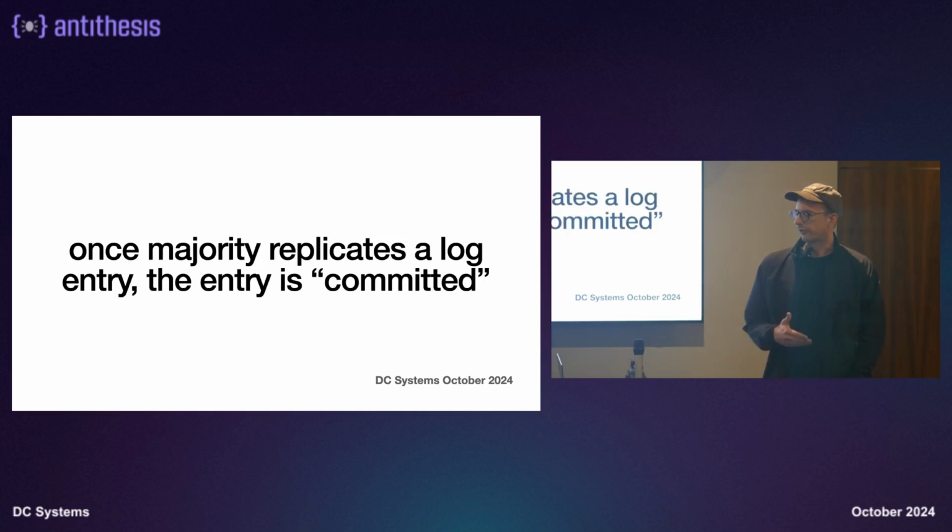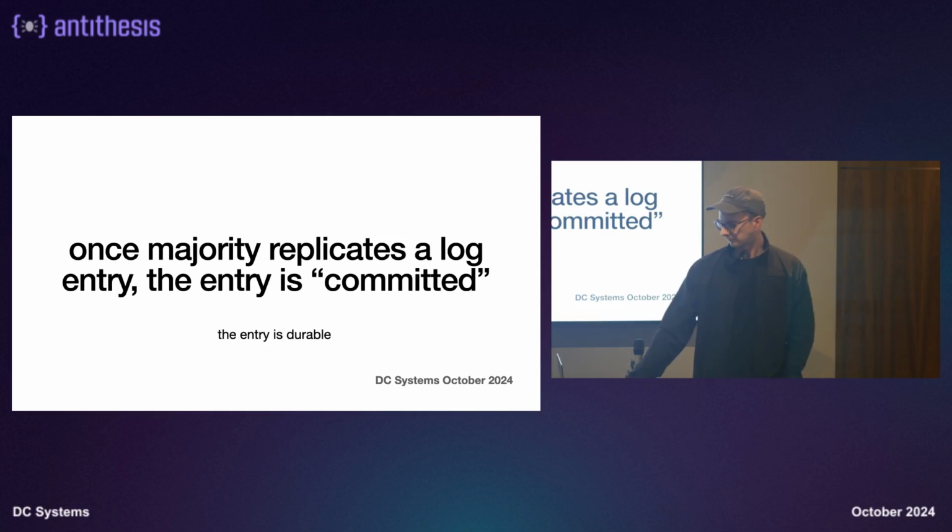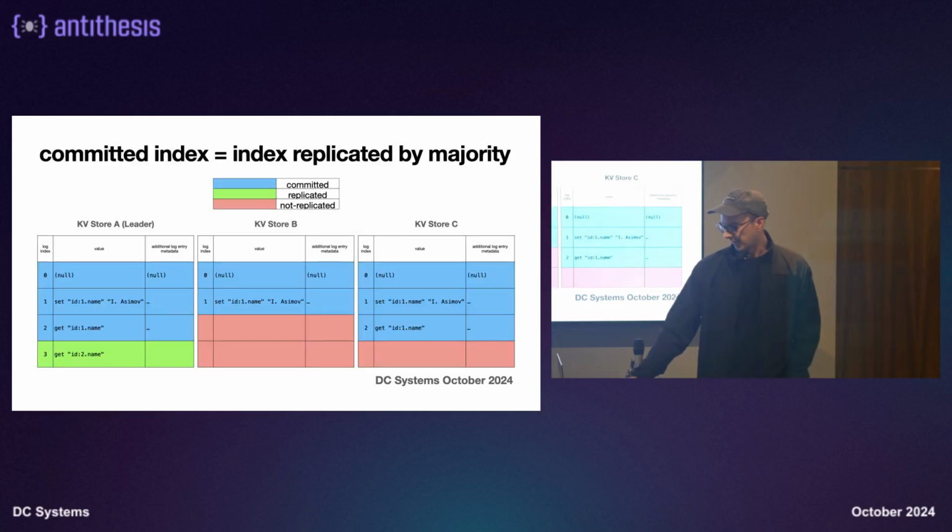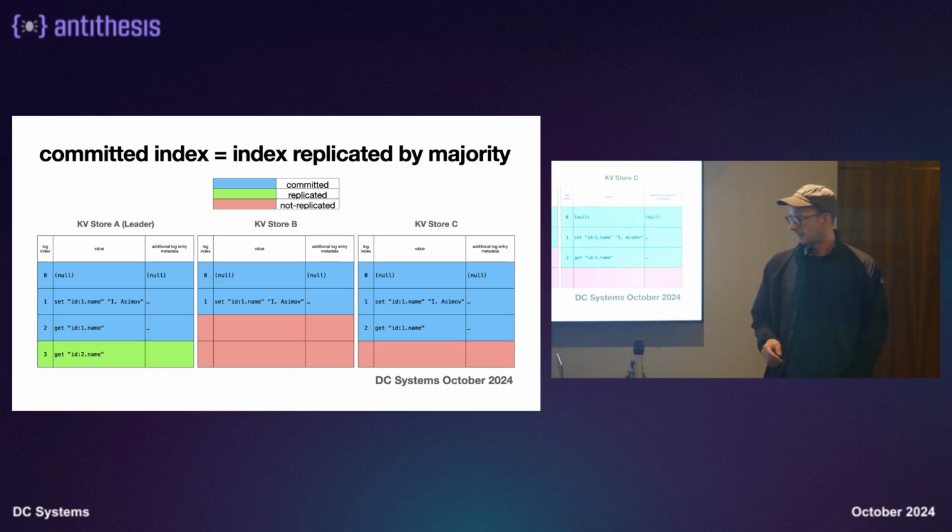And the way that Raft works is that once the majority of nodes in the cluster replicate a particular log entry, that entry is considered committed. And you can also think of committed as being durable. So in that example, by color-coded, the blue is what has been committed by the entire cluster. Green is what has been replicated. Red is what has not been replicated. And log index 2 has been considered committed by the cluster on the whole, even though K store B is not aware of it, because the majority has replicated up to this index.